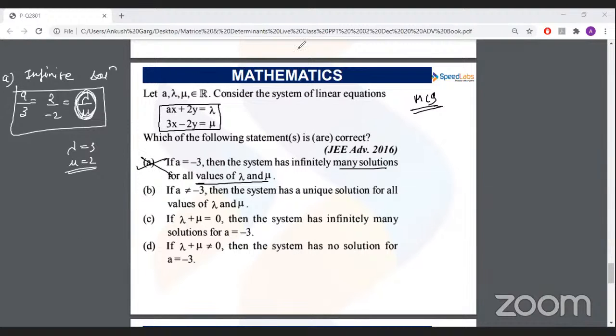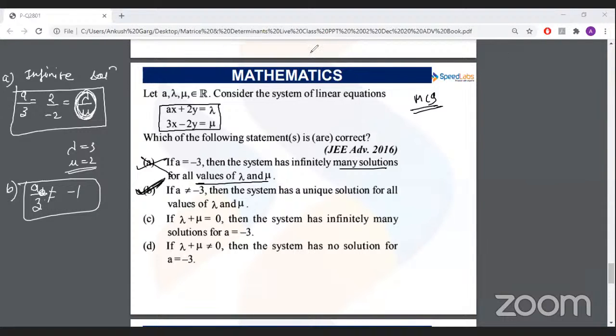Okay, what about B? If a is not equal to -3, then the system has a unique solution for all lambda and mu. If a is not equal to -3, then a upon 3 will not be equal to -1. So yes, for all values of lambda and mu, whatever they are, this will give you a unique solution. I hope you know this condition.